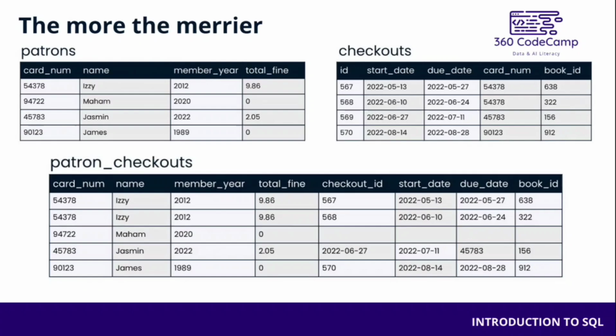More tables with clear subjects are better than fewer overloaded tables. For example, keeping patrons and checkouts as separate tables makes the data easier to manage and avoids duplicates. You can always use SQL to join these tables when needed, but keeping topics separate makes everything more organized.